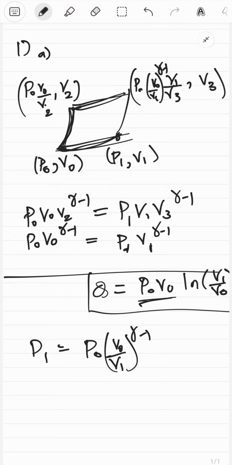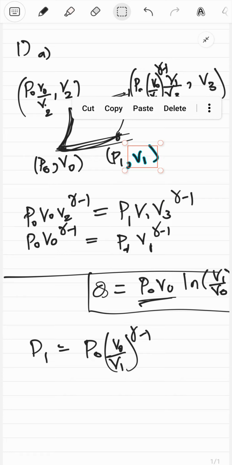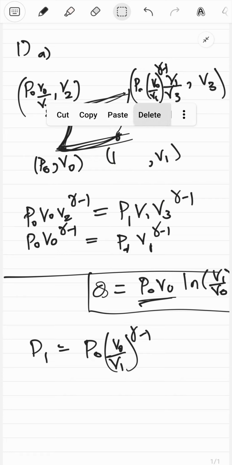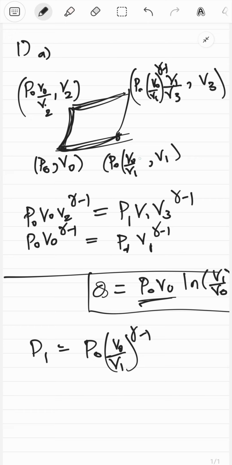Amazing. Obviously, there's going to be 1 minus gamma. Anyway, so over here as well. And I guess you can do the same thing for the other adiabat as well. So now once again, just p naught upon v1 to the power gamma minus 1, right? So this equation is used up at this point. It doesn't matter. It's redundant now.